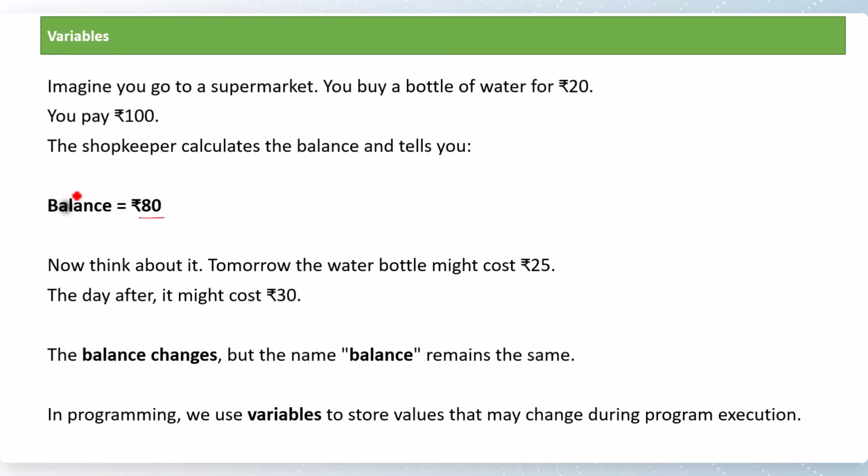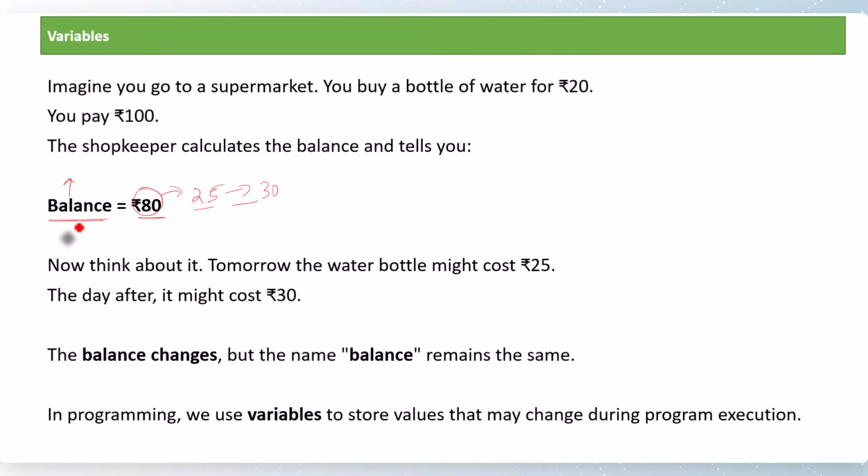Tomorrow, the water bottle price may be changed to 25 rupees and maybe again it will change to 30 rupees, etc. The balance is going to change. Balance can be next time 25 rupees, next time it can be 30 rupees, and so on. The value assigned to this balance is going to be changed, but the name of this balance is going to be fixed. Right. The balance changes, but the name balance remains the same.